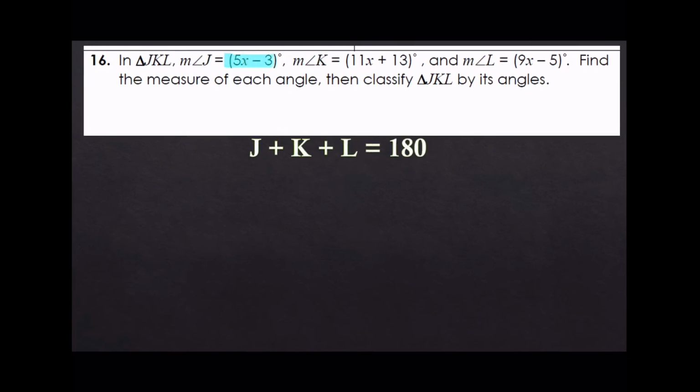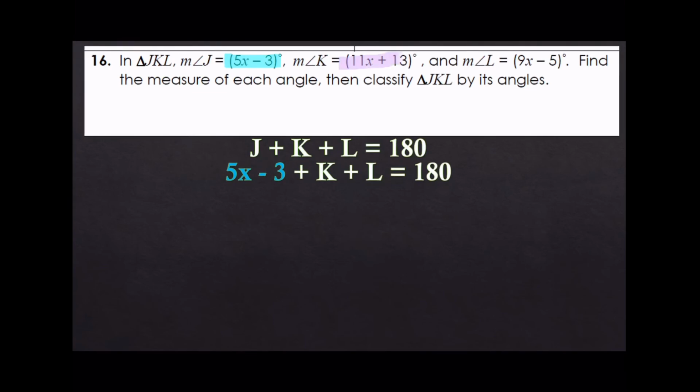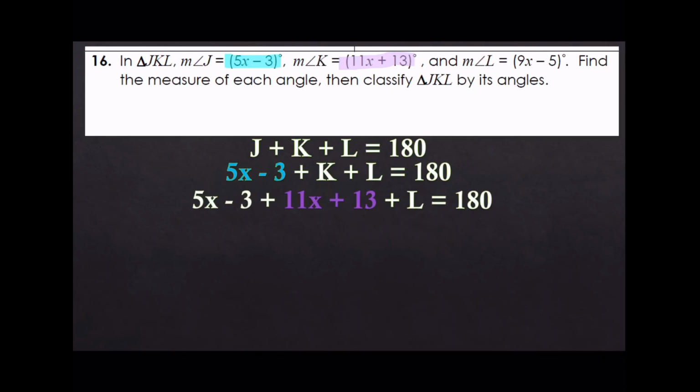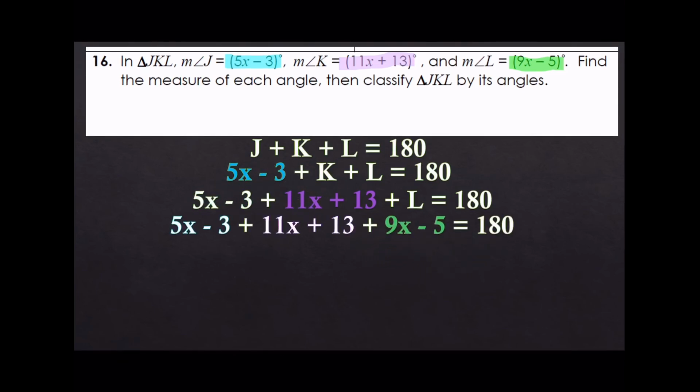So I'm going to go look. J was 5x minus 3, so replace J with 5x minus 3. K was 11x plus 13, so I'm going to replace K with 11x plus 13. L was 9x minus 5, so I replace L with 9x minus 5. Now I'm going to share with you, you don't have to do every single line like that. You can replace them all at once. But I just wanted to show you how each thing was coming into the equation.